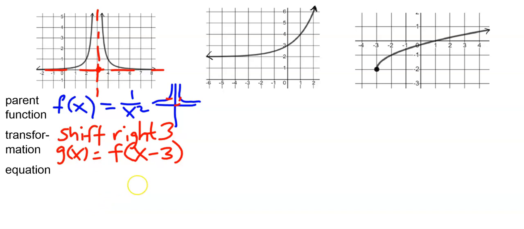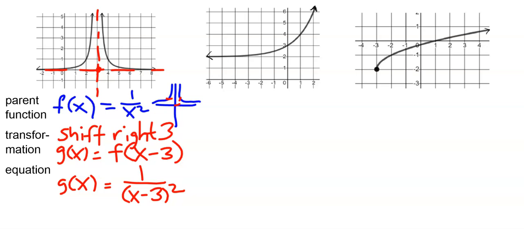Now, how would I write the equation? I would replace x in the original parent function with x minus 3. And since it's squared, it's really important that I put that in parentheses. So the equation, g of x now, the translated function, would be 1 over the quantity x minus 3 squared.